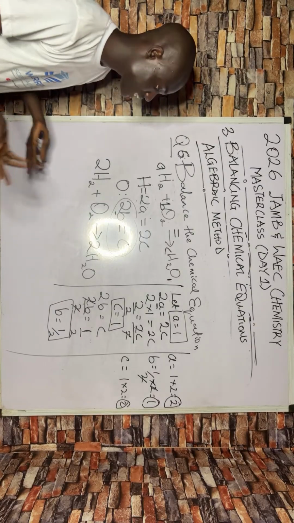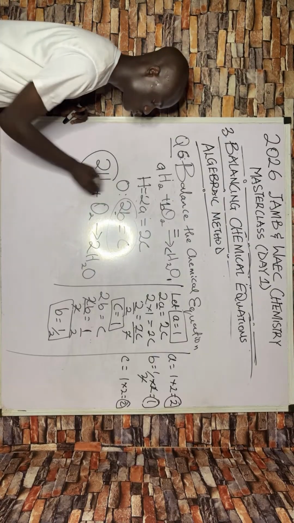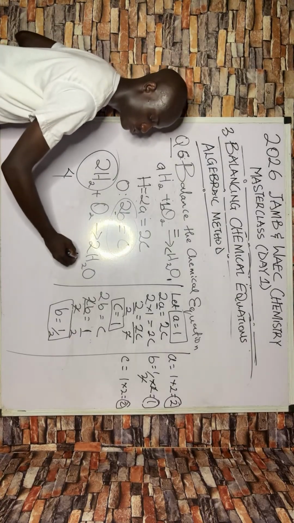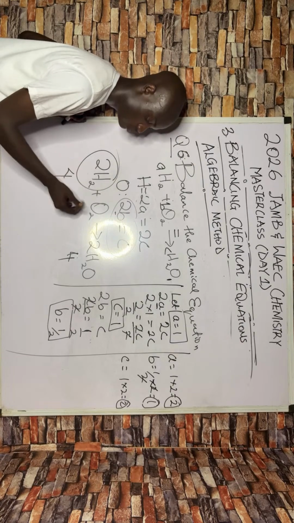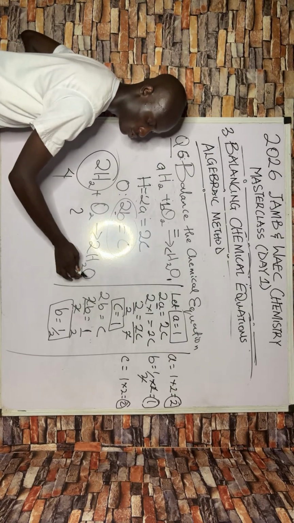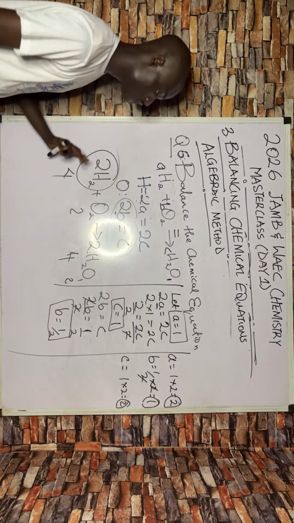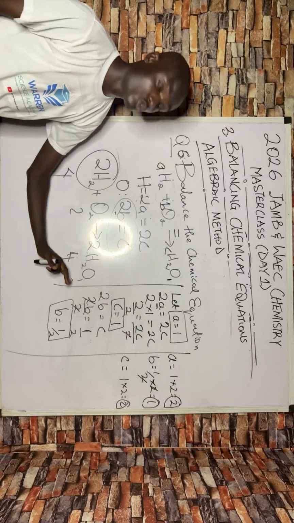So it's basic. We can now check if it's balanced. 2 times 2 is 4, so we have 4 atoms of hydrogen. For this, 2 times 2 is also 4. Then for this, it's just 2 times 1, which is 2. Then for this, 2, there's a 1 here, times 2, which is also 2. So you can see 4 hydrogen here, 4 hydrogen here, 2 oxygen here, 2 atoms on the right hand side.